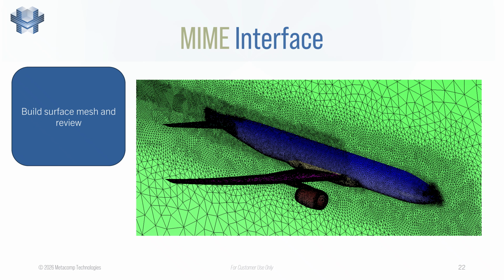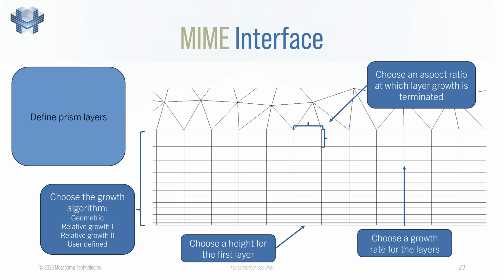The specification of the prism layers is simple and intuitive. Users can first choose a growth algorithm. With the default algorithm, known as Relative Growth 1, users specify the height of the first layer, a growth rate for each additional layer, and an aspect ratio at which the prism layers will cease to grow. Other growth algorithms are provided that allow users to define prism layers using alternate constraints. Users can also define their own prism layer heights to achieve custom prism layer spacings.